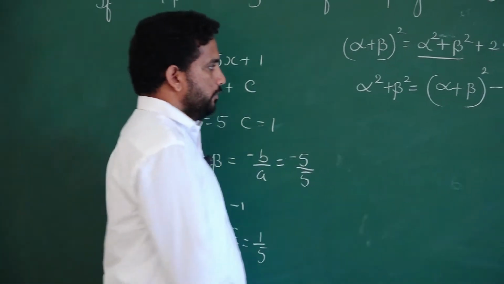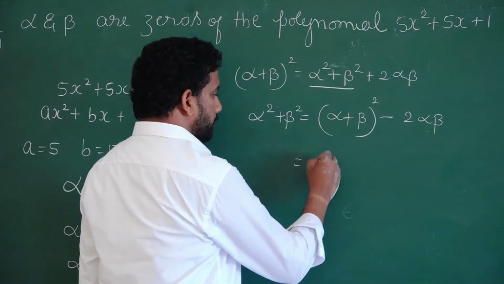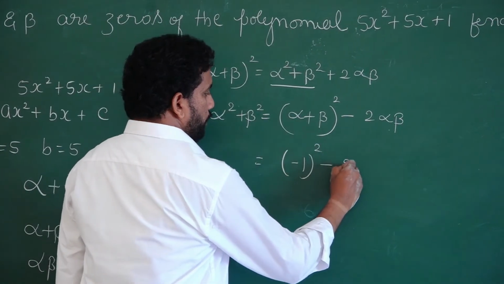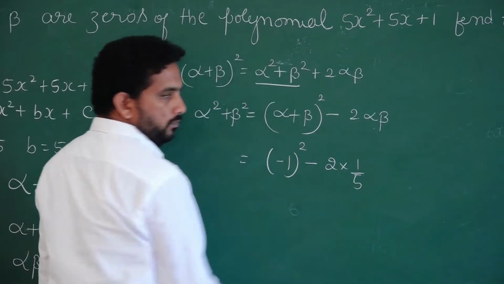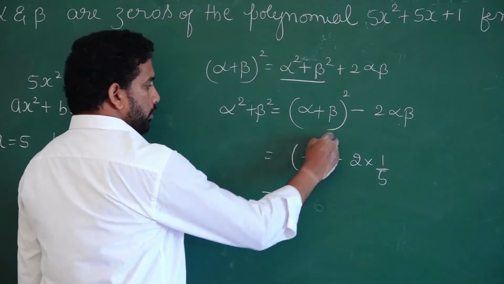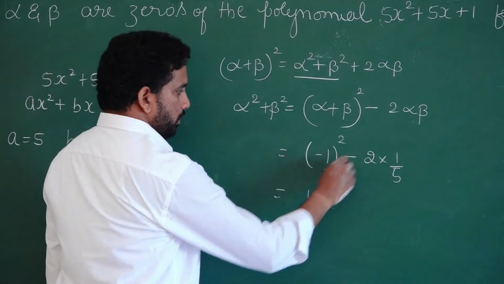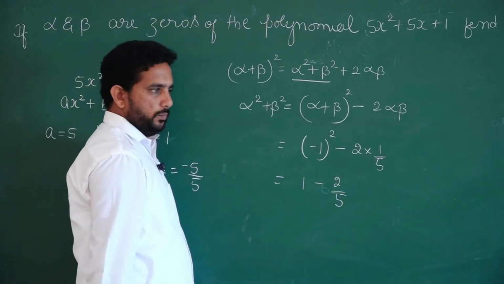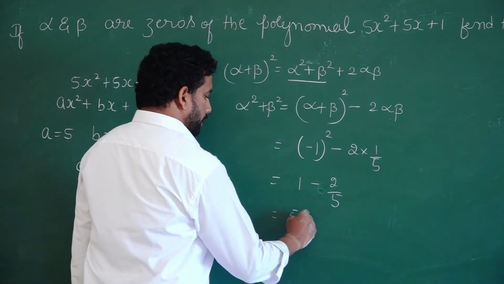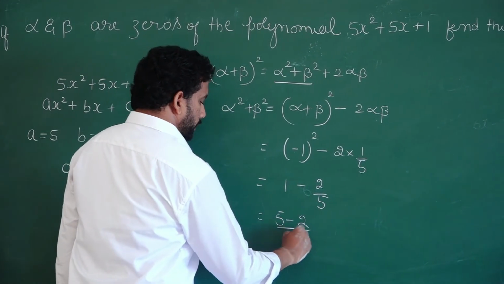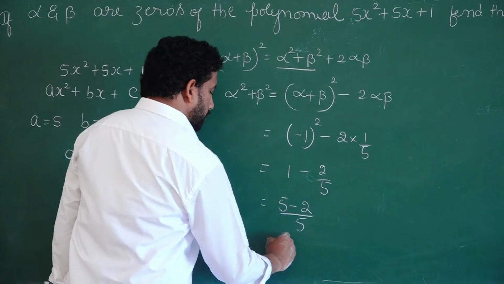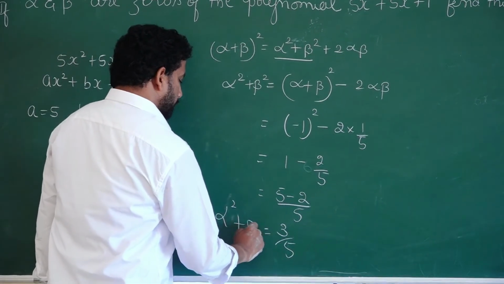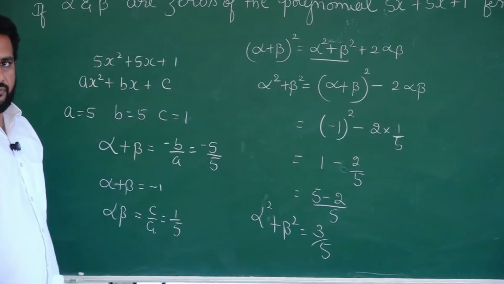So we can substitute this one. Here alpha plus beta is equal to minus 1 whole square minus 2 into 1 by 5. Okay, so here minus 1 square we get 1, here 2 by 5. When you subtract 1 minus 2 by 5, we get 5 minus 2 by 5. So that's equal to 3 by 5. So alpha square plus beta square is equal to 3 by 5.